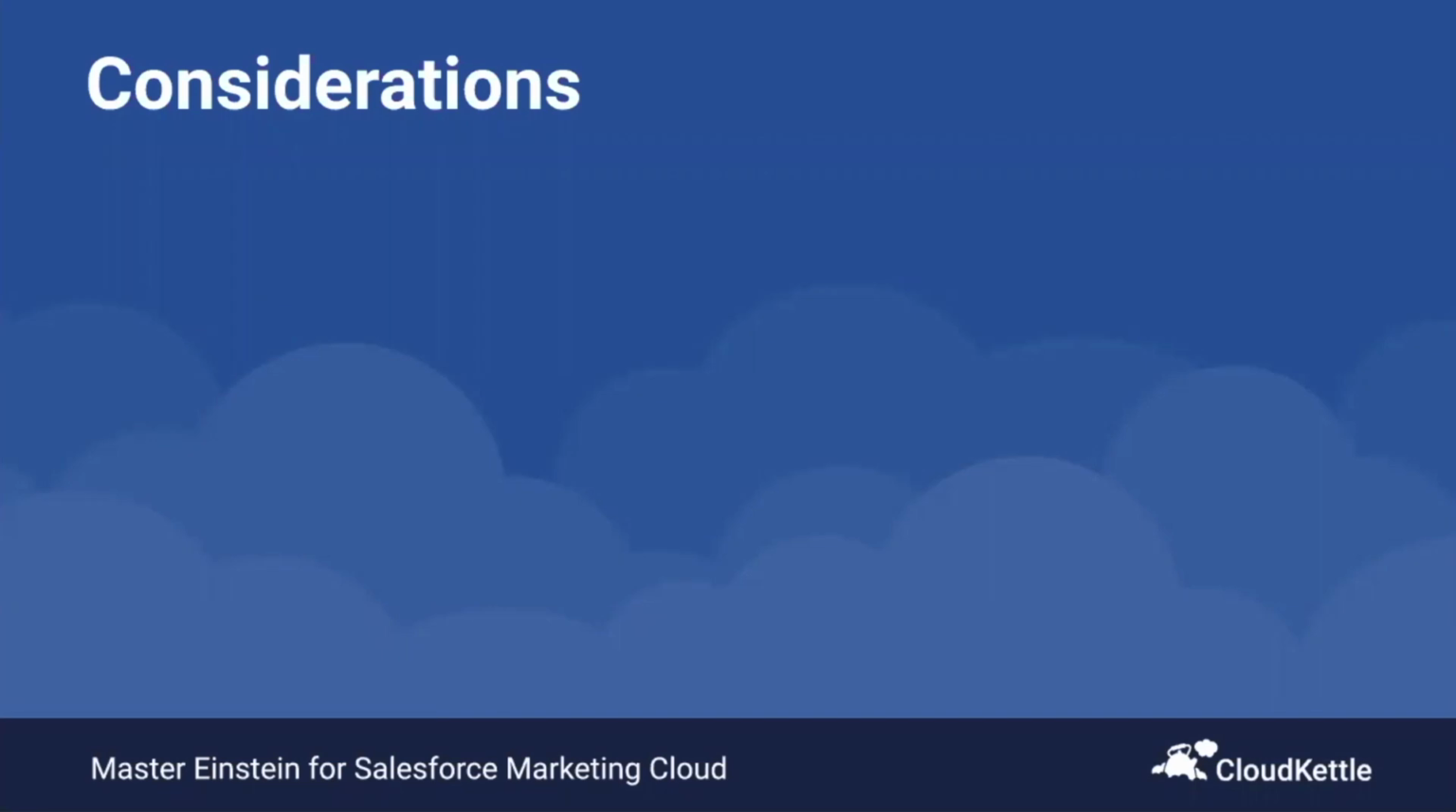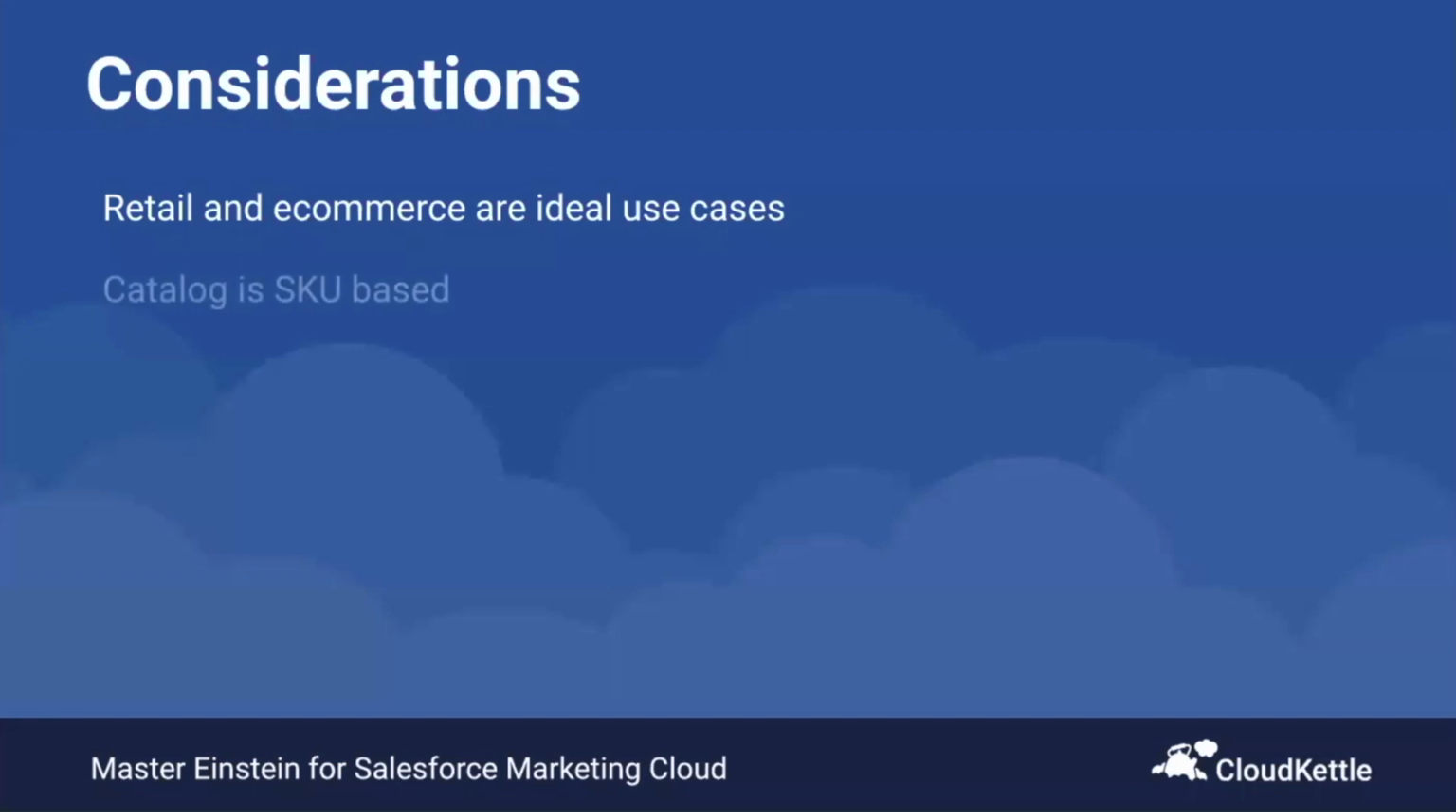Now, let's discuss some considerations when using Einstein recommendations. Retail and e-commerce websites are typically well suited to Einstein recommendations, specifically retailers with a large number of products. Note that Einstein won't serve optimal recommendations if you only offer a few products. Einstein recommendations can be used for other use cases and industries, but just remember that the catalogue is SKU-based.